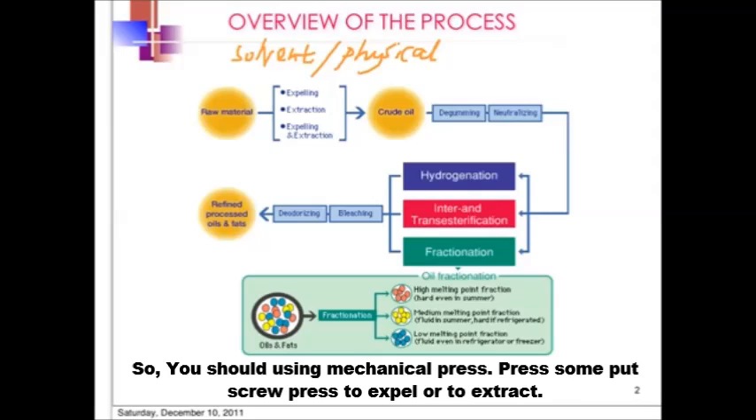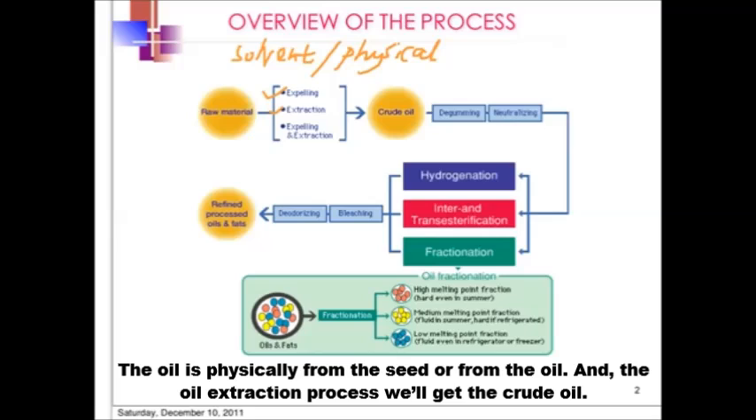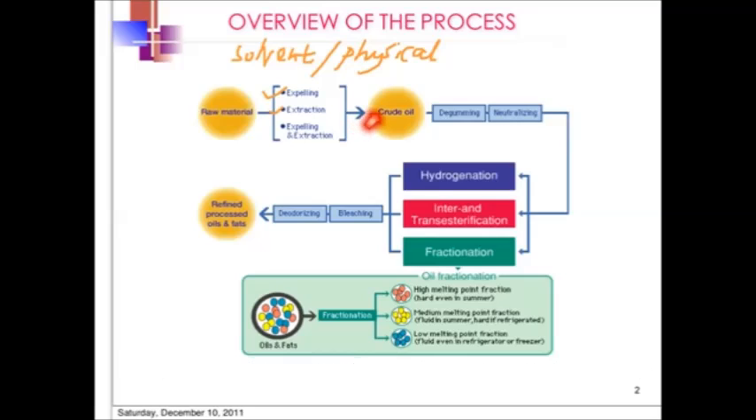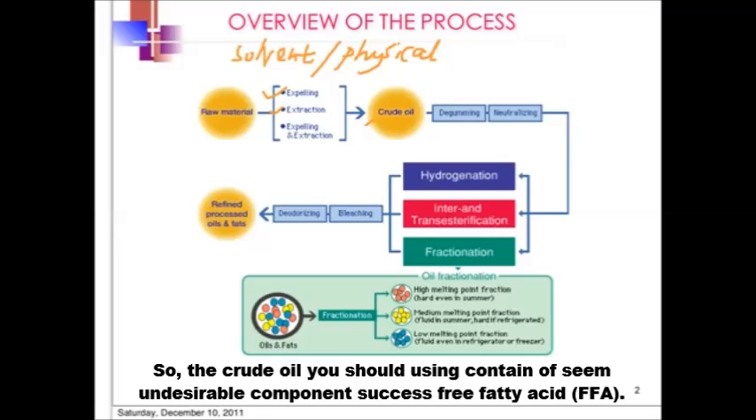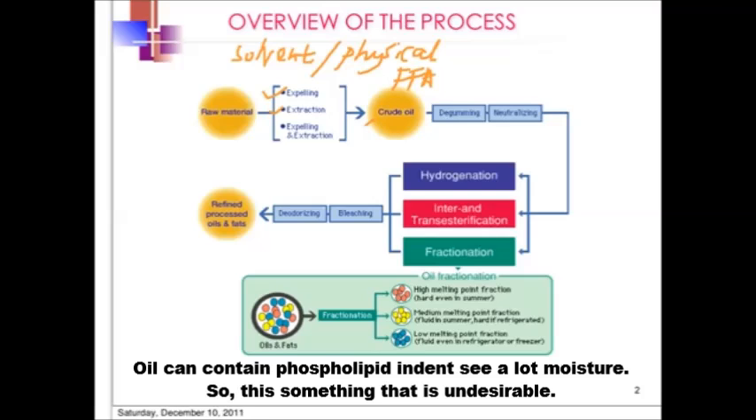So usually this is using a mechanical press, for example a screw press, to expel or to extract the oil physically out from the seed or from the oil. At the end of the extraction process, what we'll get is the crude oil. So the crude oil usually contains a lot of undesirable components such as free fatty acid, FFA, or it can contain phospholipids, pigments, and a lot of moisture. So this is something that is undesirable.